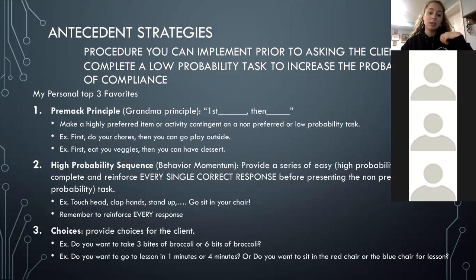Another one would just be, okay, we're here, we're in lesson, you don't like this, do you want to sit in the red chair or the blue chair, right? So we just give them some light choices. Everything's still in your control, but it makes them feel like they've got some power, which helps with compliance as well. Okay, we've talked about the Premack principle, high probability sequence, and choices. Any questions before we move on?